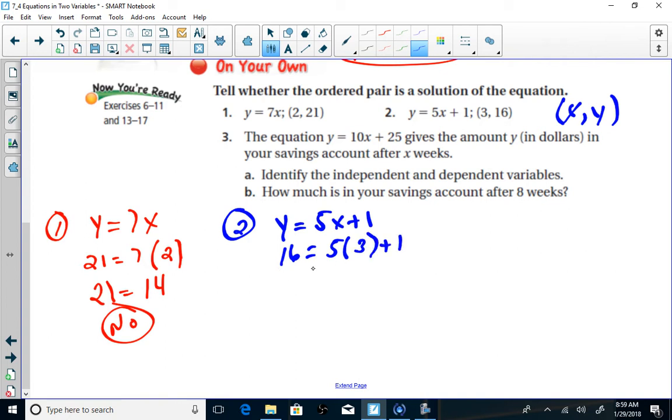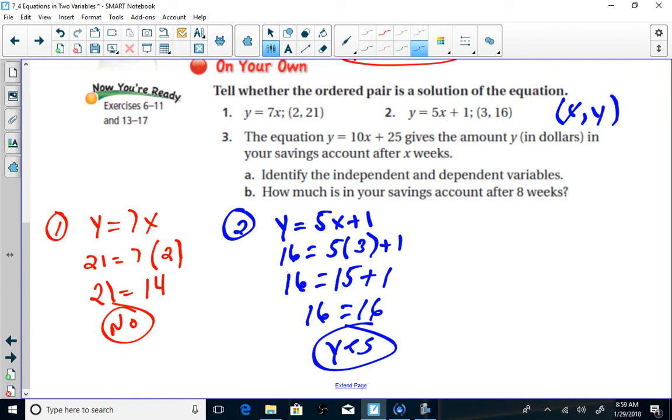And is 16 equal to 5 times 3 is 15, is 16 equal to 15 plus 1? Right? 16 is equal to 16. So the answer to that would be yes. Okay?